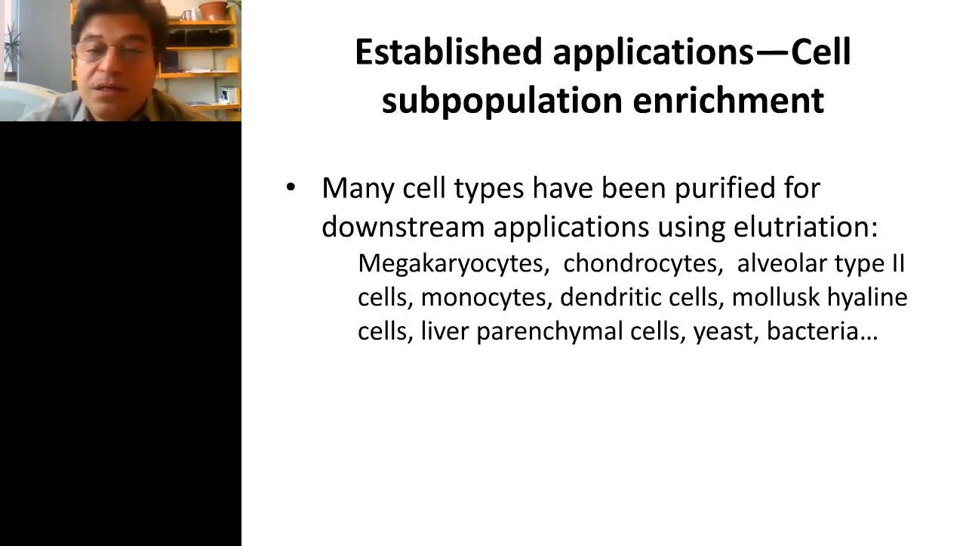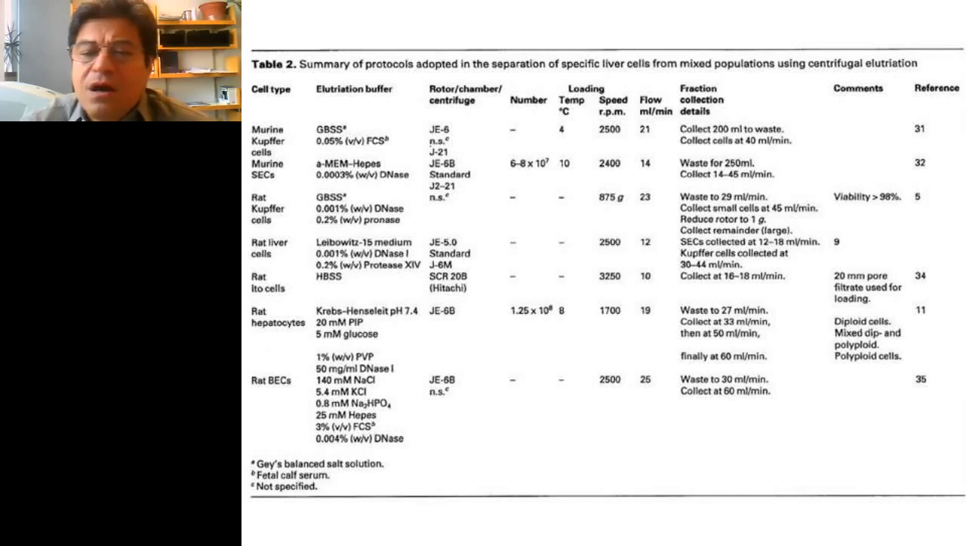So we talked about the established applications using elutriation for removing cell populations, and there are just tons of cell types and cell fragments that have been worked on. There's been a lot of work, and if you go online and search on elutriation of your particular cell type, you might find that it's been done. A lot of work with liver, and there are a lot of conditions that have already been established. So this is showing a number of different cell types in the liver that could be isolated.